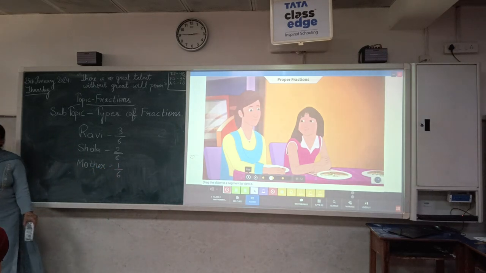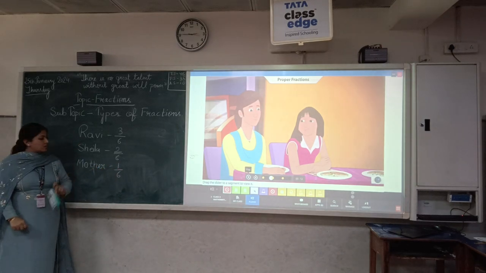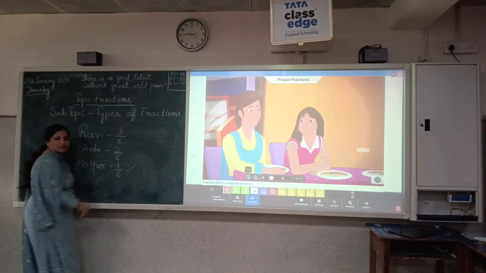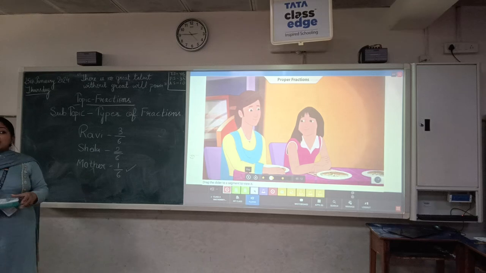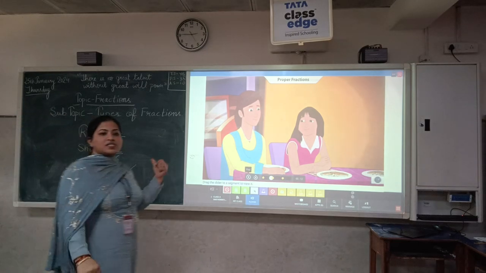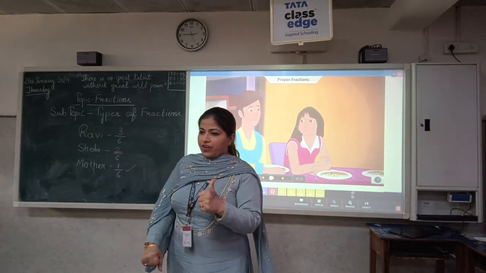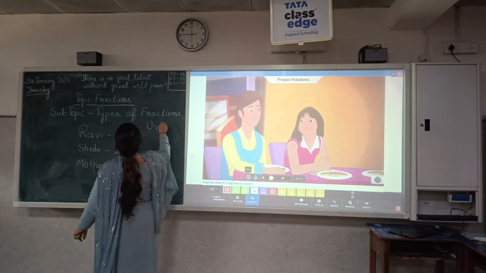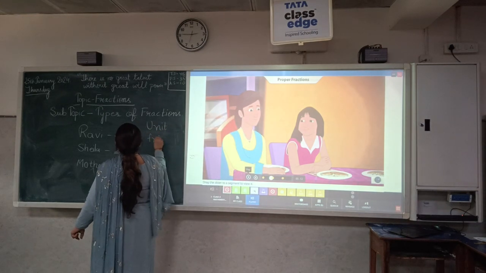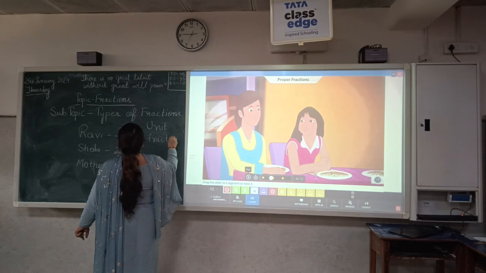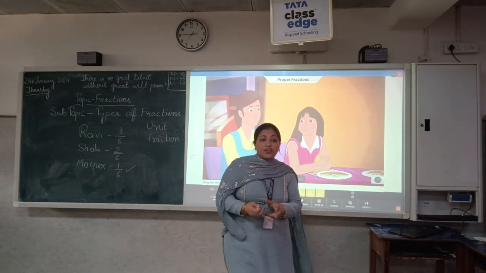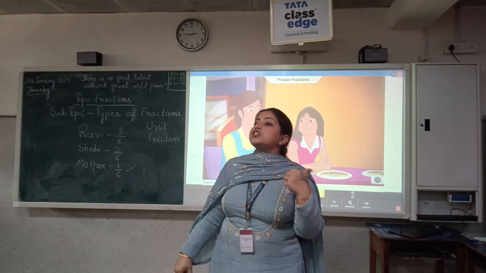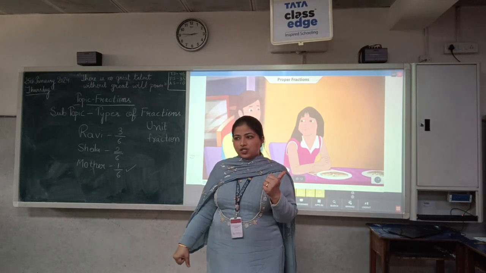Very good. Okay. So you have seen, now can you see that 1 upon 6? 1 upon 6 is representing the unit fraction. This is the type of? Unit fraction. Okay. What do you mean by unit fractions? Fractions having 1 in the numerator are called unit fractions.